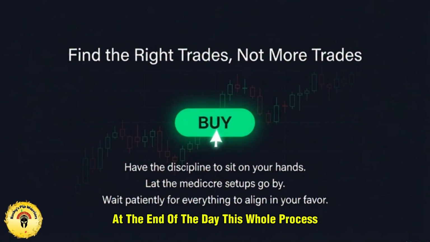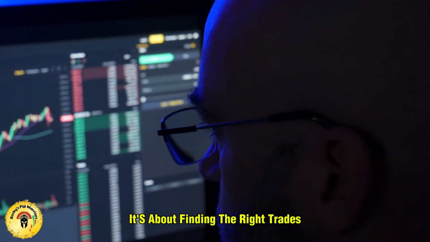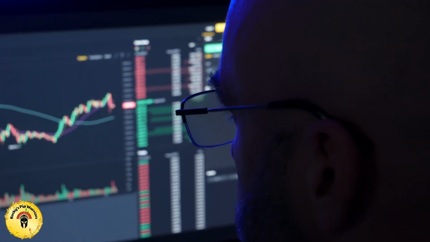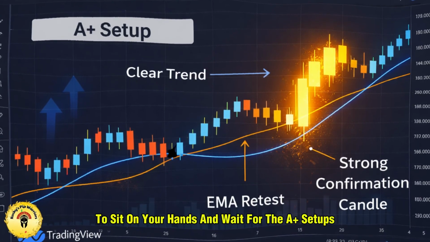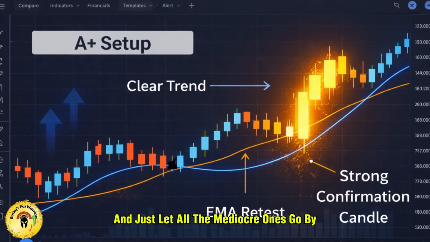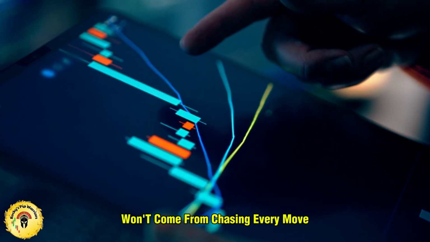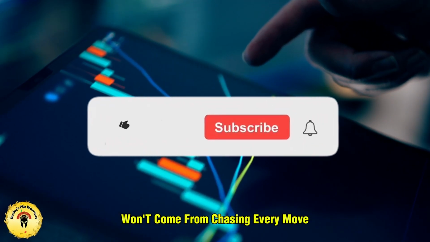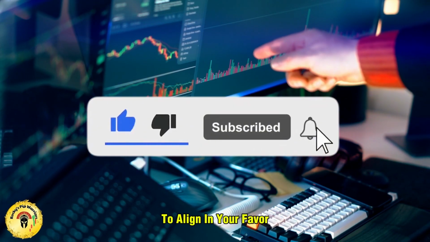At the end of the day, this whole process isn't really about finding more trades. It's about finding the right trades. It's about having the patience and the discipline to sit on your hands and wait for the A-plus setups, and just let all the mediocre ones go by. Because your best trades won't come from chasing every move. They'll come from patiently waiting for everything to align in your favor.